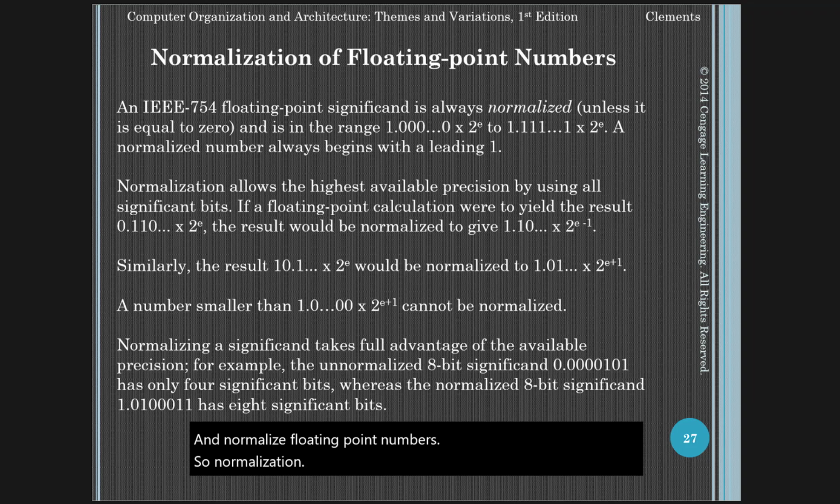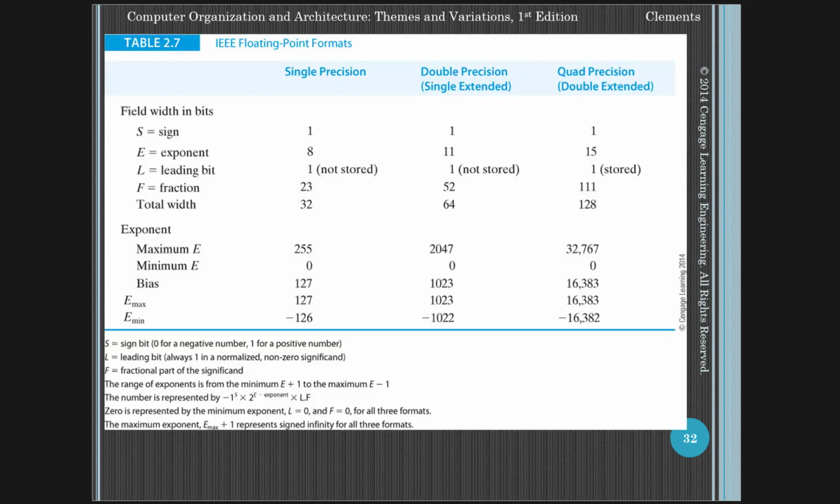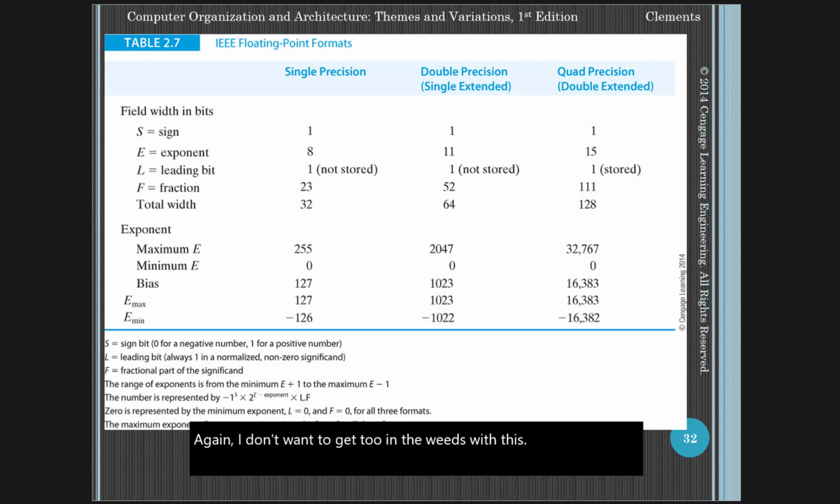So normalization allows the highest available precision by using all of our significant bits, and it takes full advantage of the available precision. So for example, an unnormalized 8-bit significand has only 4 significant bits, whereas the normalized 8-bit significand has 8 significant bits. Now again, I don't want to get too in the weeds with this, but it's important to understand we have this standard for the IEEE floating point formats, and we can see here in the figure that this specification gives us the specifics for basic and extended floating point formats, and we can support a limited set of arithmetic operations. So we can get add, subtract, multiply, divide, square root, remainder, and compare.